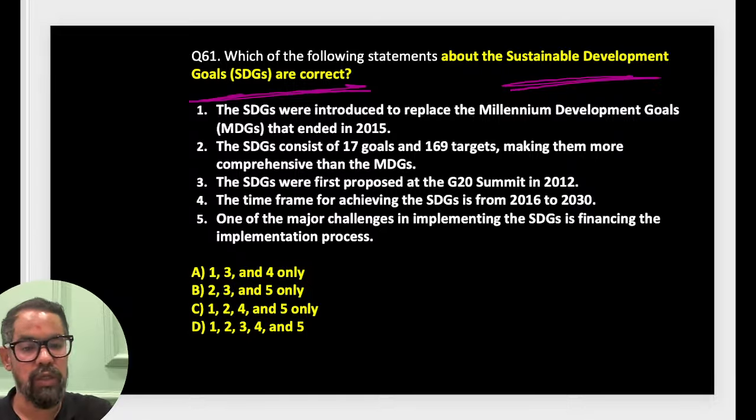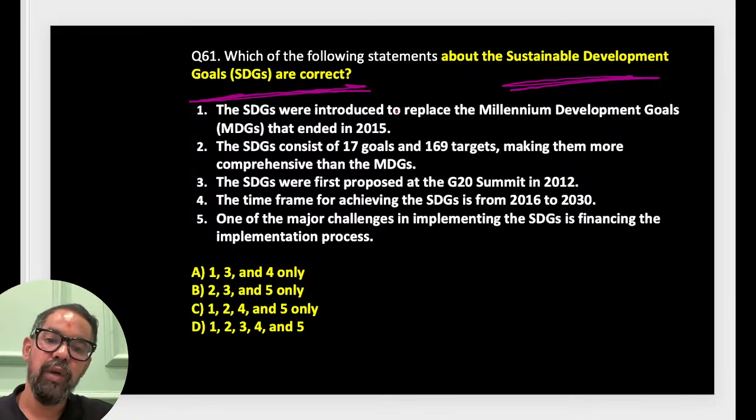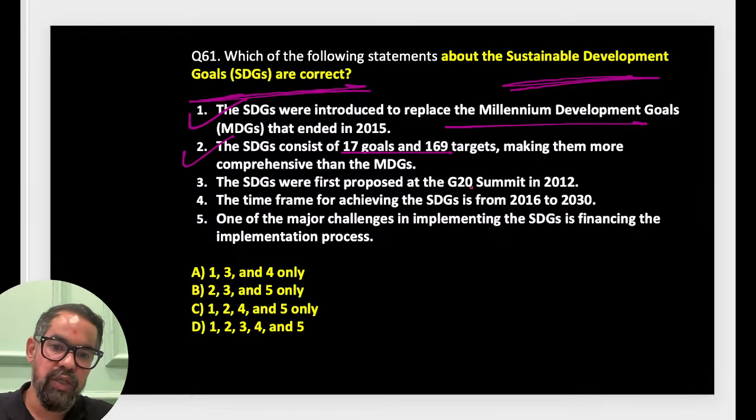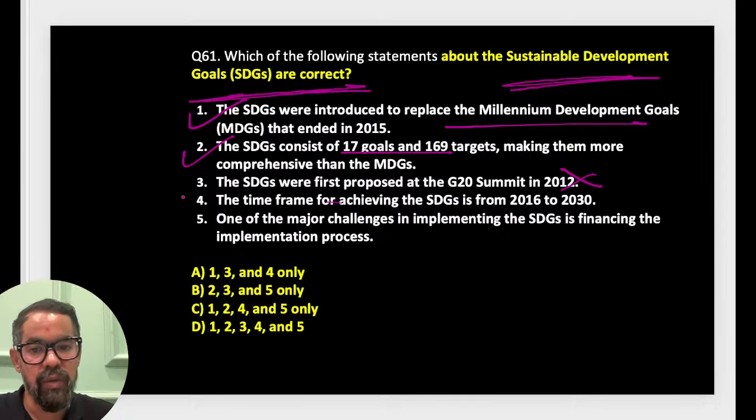So now what is the right statement? C. So SDGs were introduced to replace MDGs in 2015. 17 goals, 169 targets, making them comprehensive. SDG was first proposed in G20? It was the Rio Summit, Brazil, wrong. The time frame is 2030, April to March. Major challenges, financing sources.